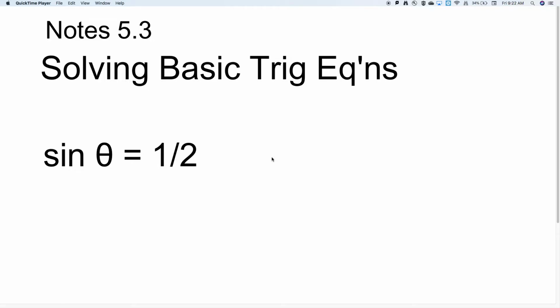Okay, so just really quickly, have a discussion with your pod. What do you think the answer to sine theta equals 1/2 is? Now you might be relying on a little bit of your knowledge from chapter 4. That would be 30.